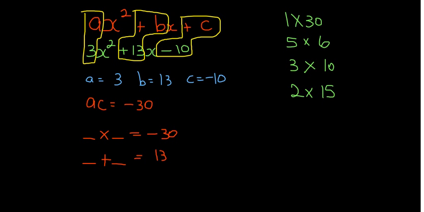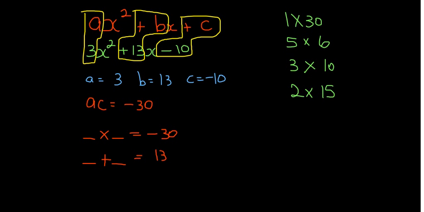Let's start thinking about it the way Anya explained to us. We need to find a pair of factors that's going to give us minus 30, but at the same time, if I add them together, I have to get a positive 13. So, all of these, when I multiply them, I could get 30 as the result.